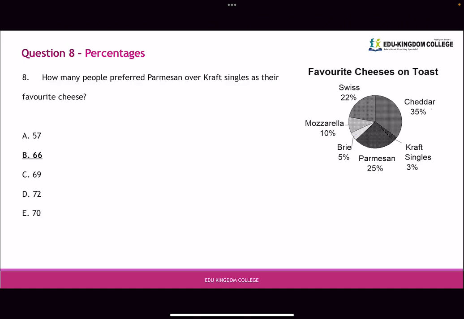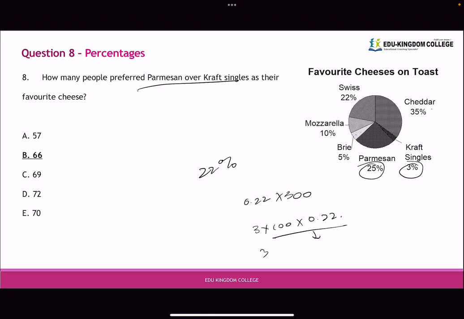Same thing here. How many people preferred Parmesan over Kraft? So Parmesan was 25, Kraft was 3, so 22% of people preferred it. So again, 0.22 times 300 is going to be the same as 3 times 100 times 0.22, and that's just the same as 3 times 22, or 66.